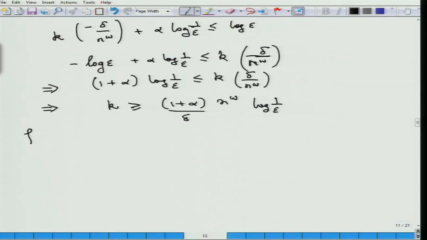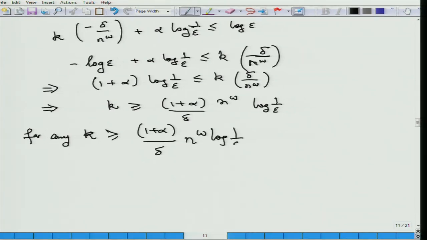So, for any k bigger than or equal to 1 plus alpha times n omega by delta log of 1 by epsilon, we have tau k less than epsilon. Because what we have shown is that if this is less than this, then k must be bigger than this. So, when k is bigger than this, we can just work in the reverse fashion and show that this is happening. So, once this happens, then log of tau k is less than log of epsilon. So, tau k is less than epsilon.